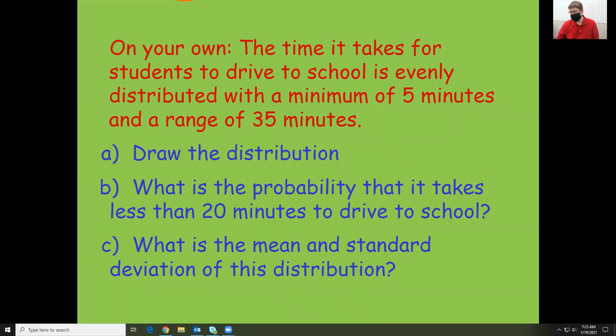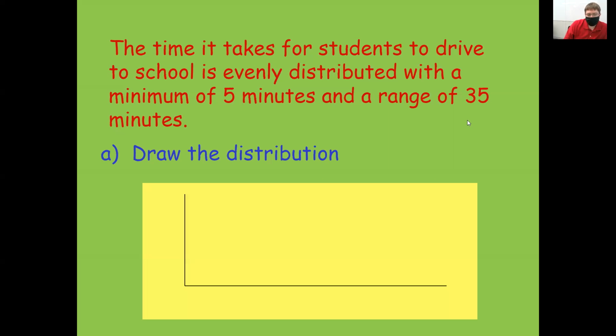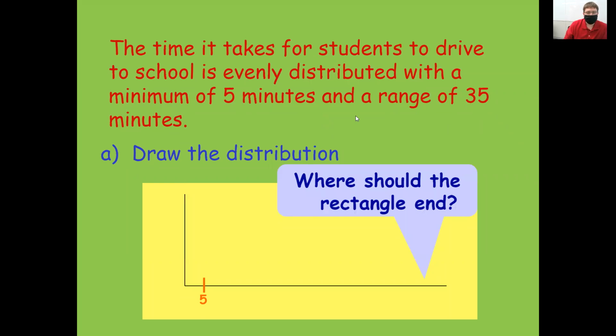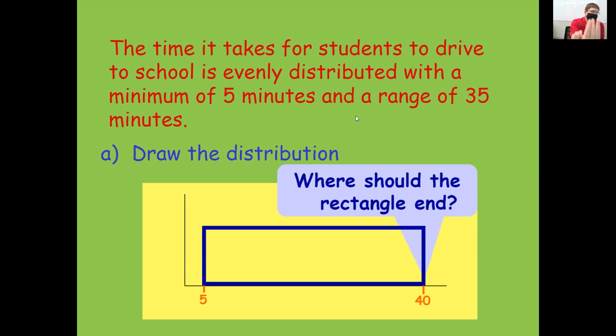All right. So again, last time we learned with these uniform distributions, if it tells you that something is evenly distributed or uniformly distributed, it's going to be a rectangle. So when you draw the distribution for A, draw yourself a rectangle, a minimum of 5, meaning that your lowest number on the left side is going to be a 5. And then it says a range of 35. So you add those together, and that means your right side will end up at a 40. That'll get you the idea of how far the rectangle goes.